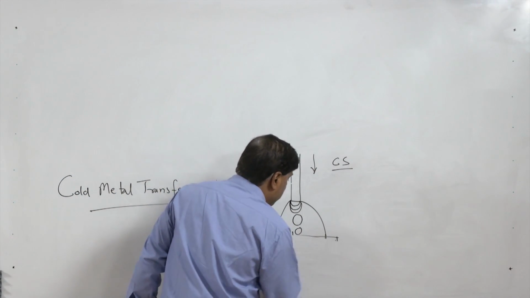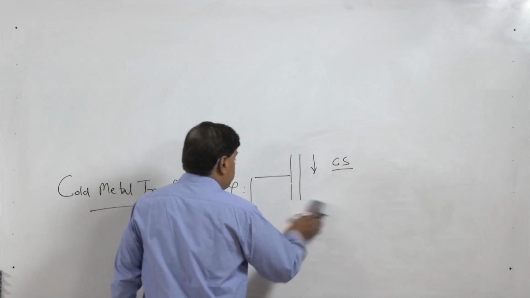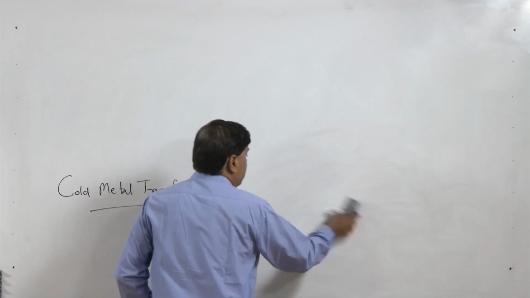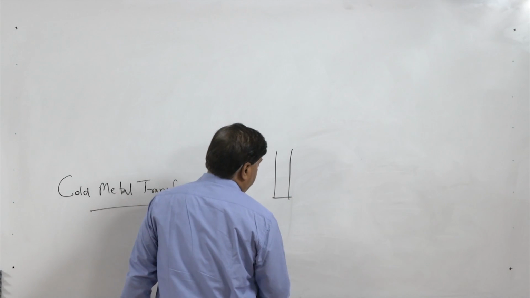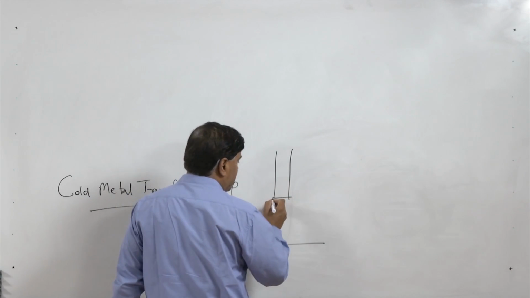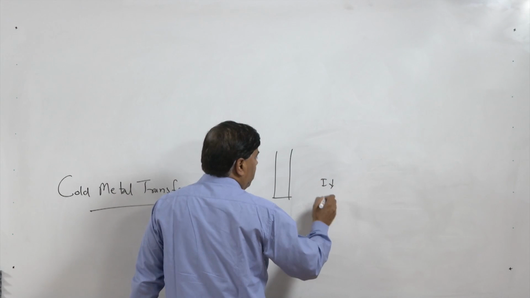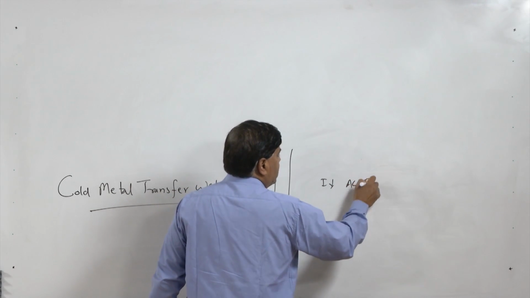But on the other hand, there are other modes of transfer also, like the globular mode. It is observed when the gap between the electrode and workpiece is large enough, the current is less but the arc gap is large.